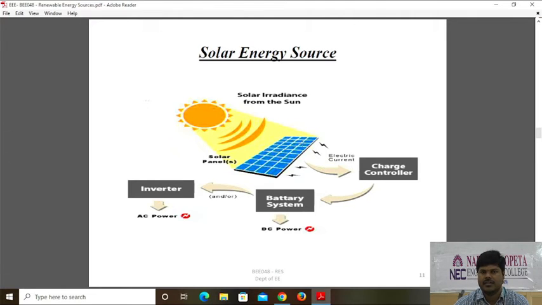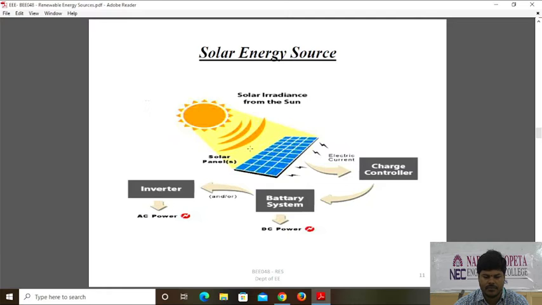DC, it is not a constant DC. By using a boost converter, we will boost the voltage based on the requirement. Then it is given to the charge controller. Then it is given to the battery system. Then it is connected to the inverter. Whenever we require, we can take back power from this inverter. This is the concept of solar energy.